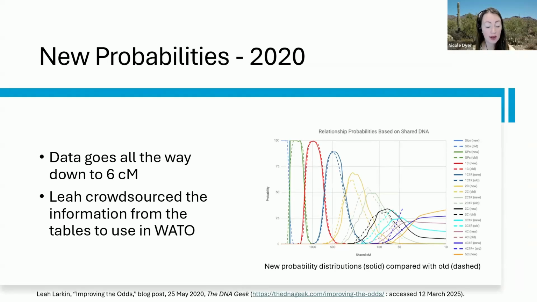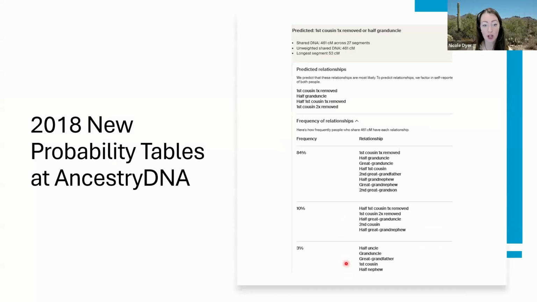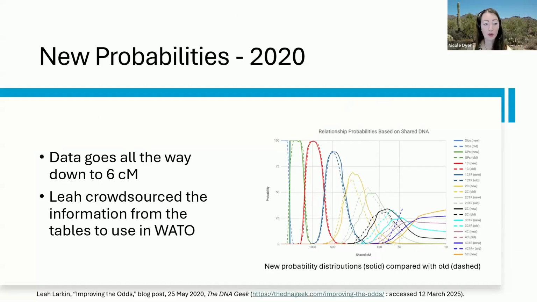So to get information from those tables into a set of probabilities, Leah crowdsourced the information from the tables to use in What Are the Odds by having people fill out a survey for information in their match list. So in the survey, you put in this match shares 461 and the percent or frequency, the probability or frequency for that first relationship grouping is X, and then you fill out the survey. So basically getting the table information for all amounts of DNA into the probabilities. So the new probabilities include data all the way down to 6 centimorgans.